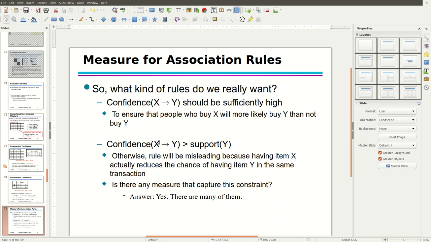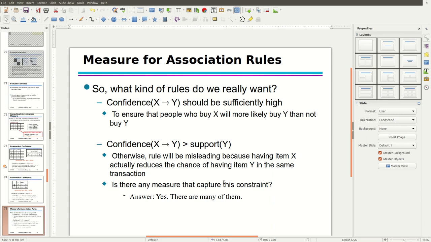Confidence of X implies Y has to be greater than the support of Y itself. So, like if it is, let's say, coffee 90%, if I have a confidence that's higher than the support, then it can be interesting. Otherwise, the rule will be misleading because having item X actually reduces the chance of having item Y in the same transaction, like the one we just showed you here.